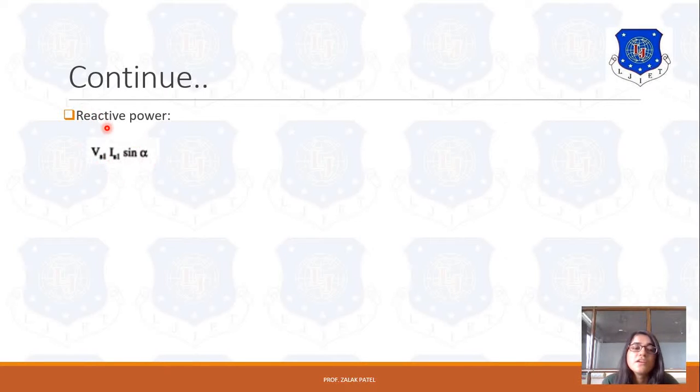Now let's find the reactive power. Reactive power should be as minimum as possible. It is given by Vs1 into Is1 into sin alpha, meaning the supply voltage into the fundamental value of the supply current into the sine of the firing angle.